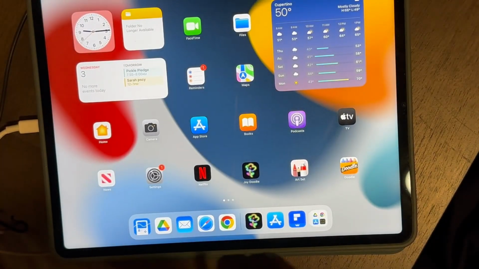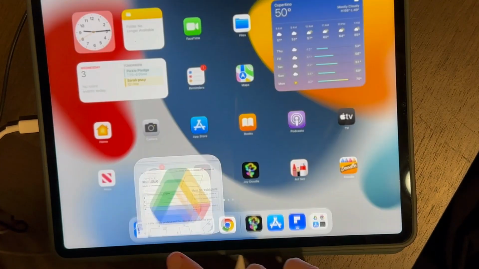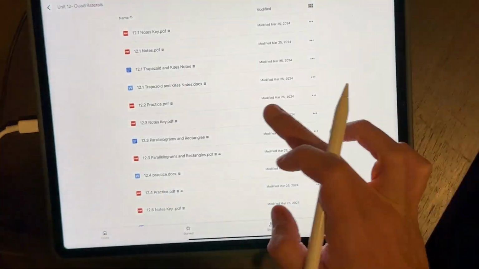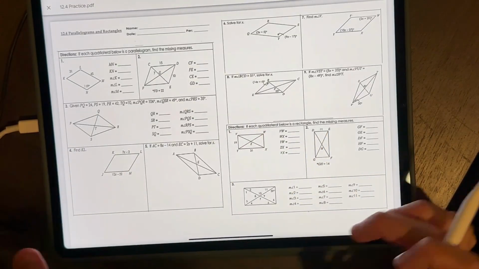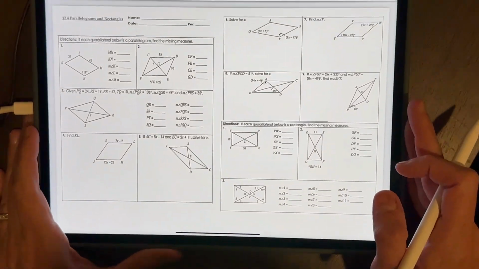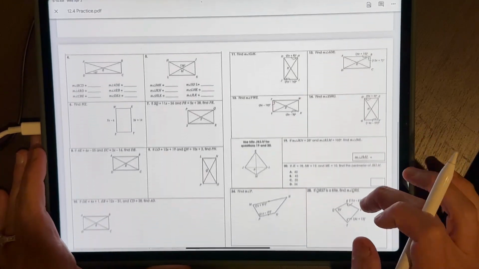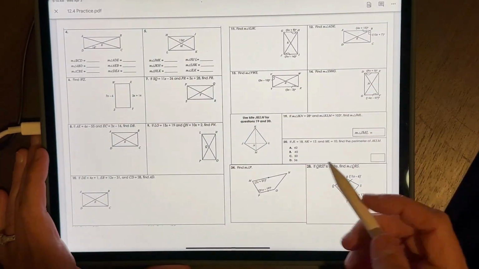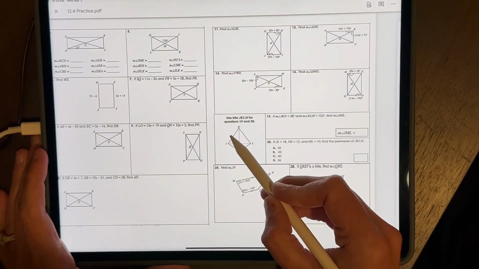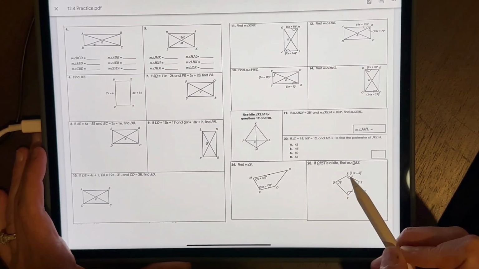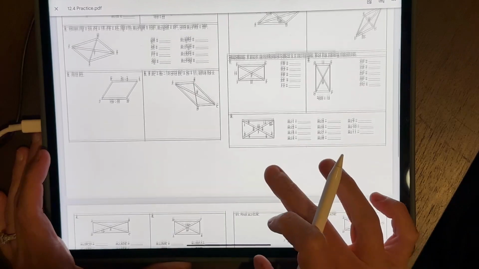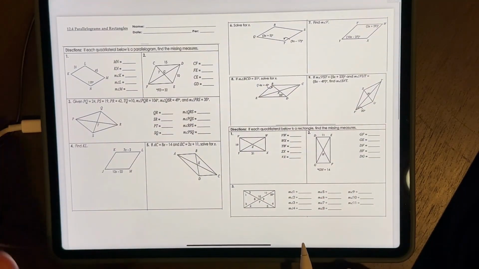You guys now have a worksheet. Where's my drive? It's called 12.4 practice. The front side looks like this. The back side is rectangles, and then notice that right here you have a little review section of kites and of trapezoids and another kite. So make sure you work on this the rest of the class period.